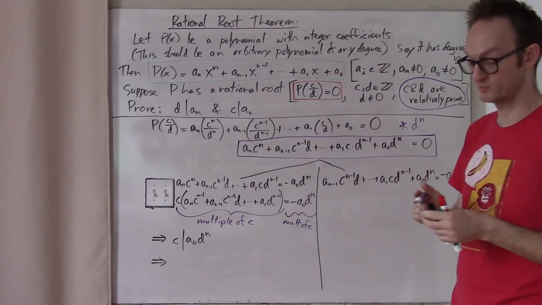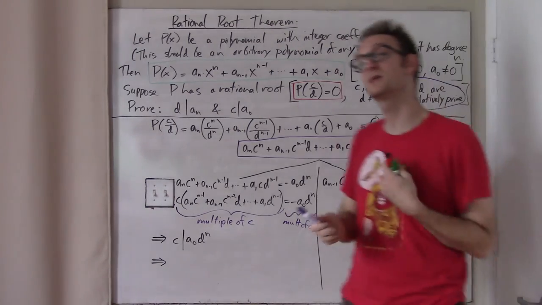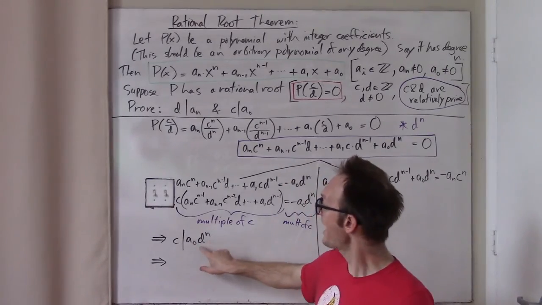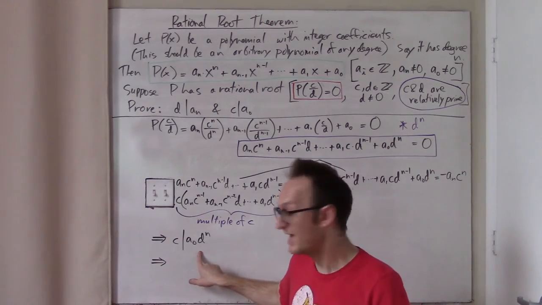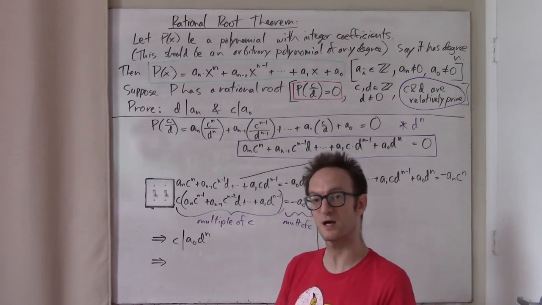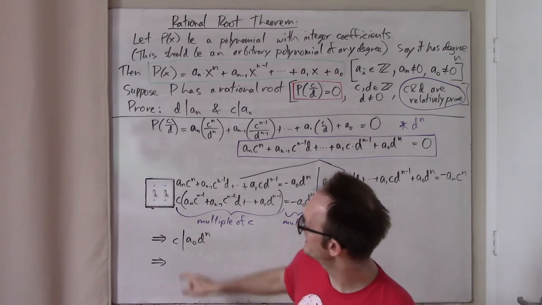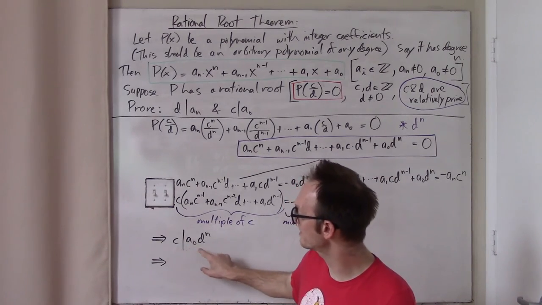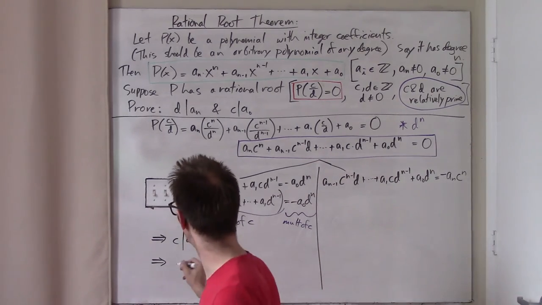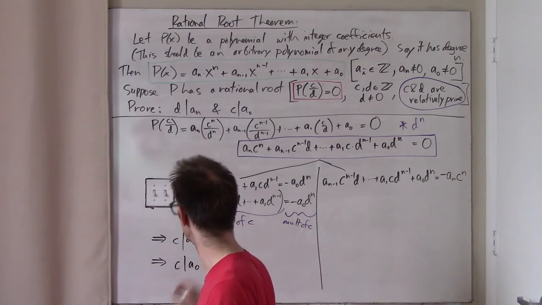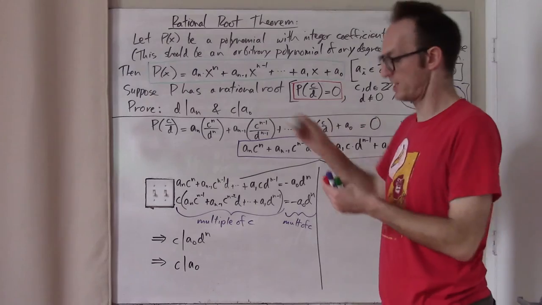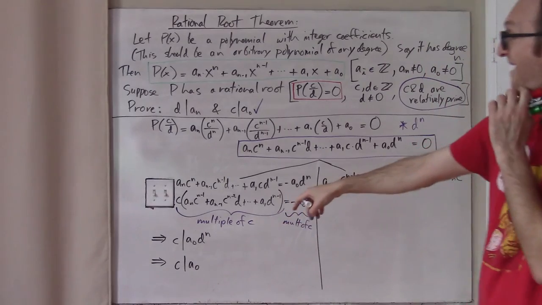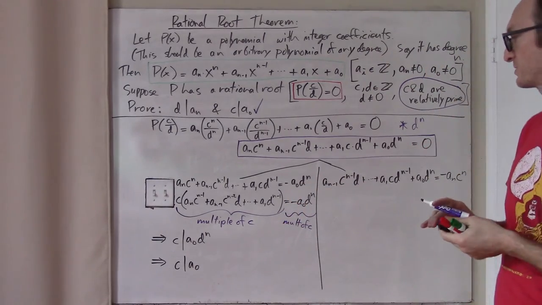Okay, but now I go back to my fact that c and d are relatively prime, because the fraction is in lowest terms. Since c and d are relatively prime, c and d have no factors in common. If c and d have no factors in common, then c and d to the n have no factors in common either. And putting together those three basic number theory facts from 15 minutes ago, if c and d to the n have no factors in common, and yet c divides a sub 0 times d to the n, I conclude that in fact c must divide a sub 0. And that is one of the two things that I set out to prove. The numerator must be a factor of the constant term.